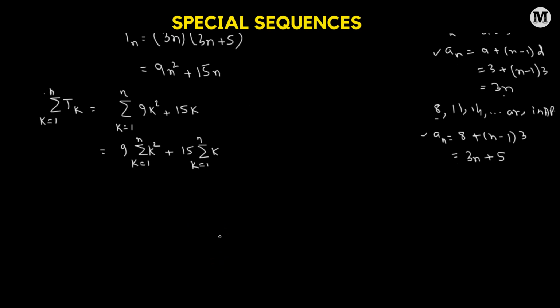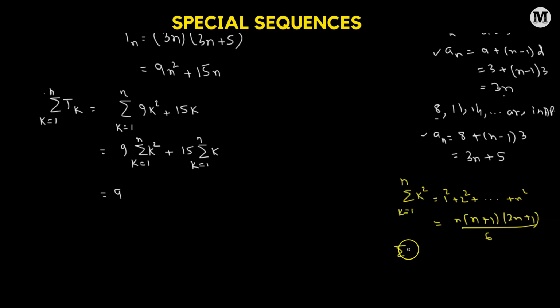Okay, now we have a standard formula. Summation k squared simply stands for the sum of the squares of the first n positive natural numbers. That means summation k squared, where k goes from 1 to n, is simply 1 squared plus 2 squared plus 3 squared all the way up to n squared. And the formula that we obtained was n multiplied by n plus 1 times 2n plus 1, whole divided by 6. Similarly, summation k, where k goes from 1 to n, is the sum of the first n natural numbers. And the standard formula was n times n plus 1, whole divided by 2. So we're going to use these two formulas.